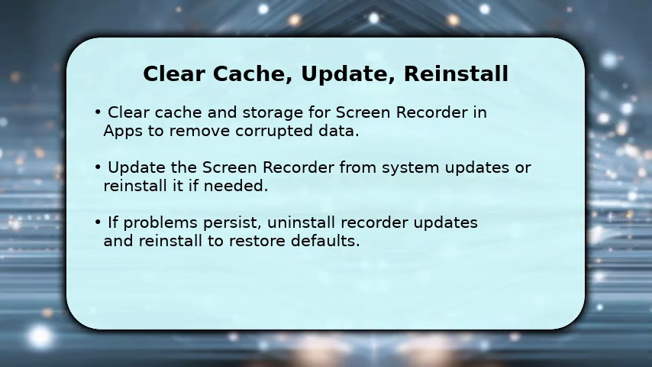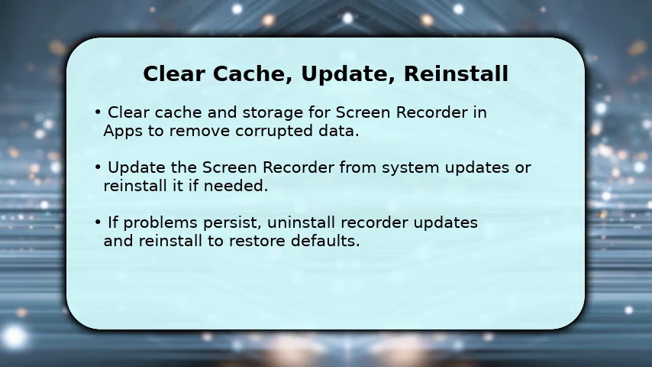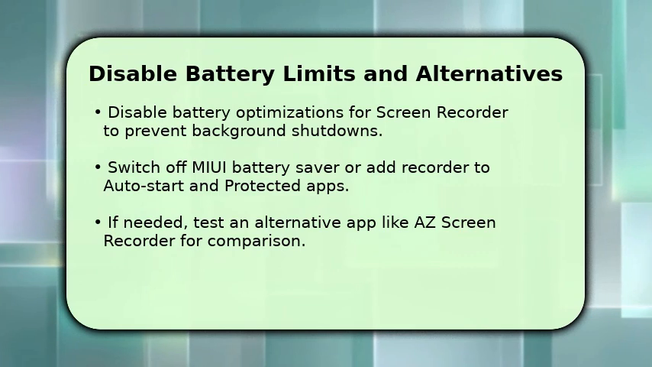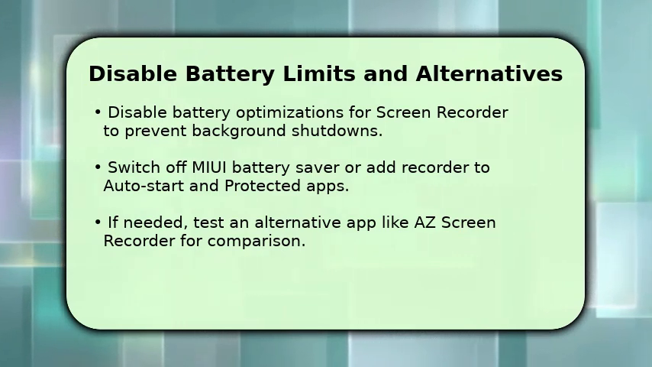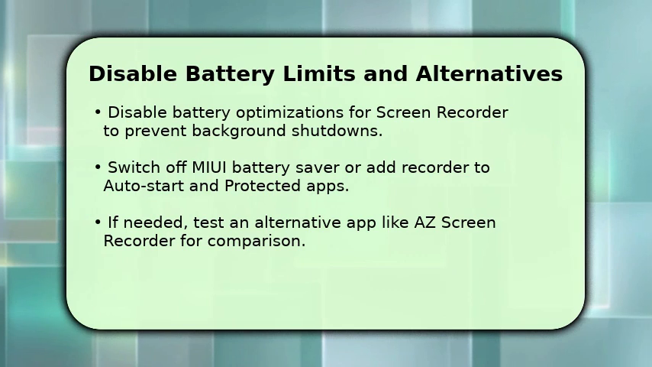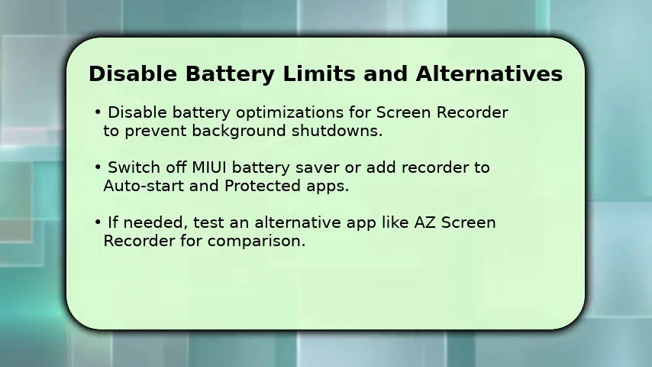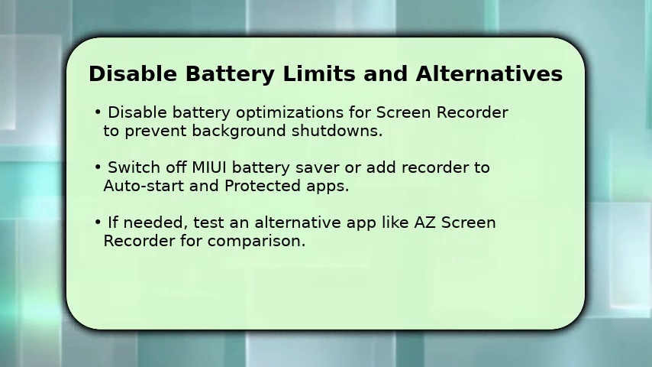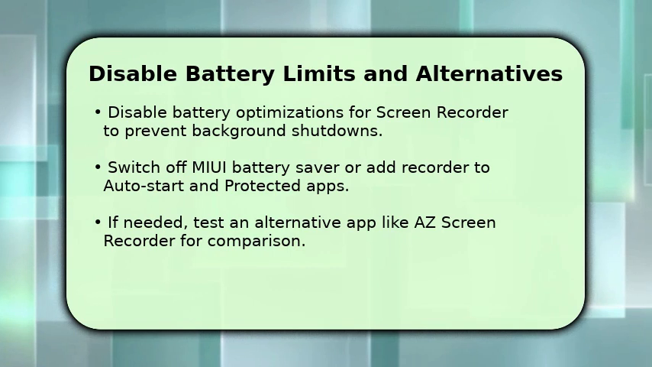Battery optimizations can stop the Screen Recorder unexpectedly. Open Settings and search Battery Saver, then exclude Screen Recorder from optimization. Also add the recorder to Auto Start or Protected Apps to keep it running in background reliably. Lower aggressive cleaner permissions that kill background services during sleep.